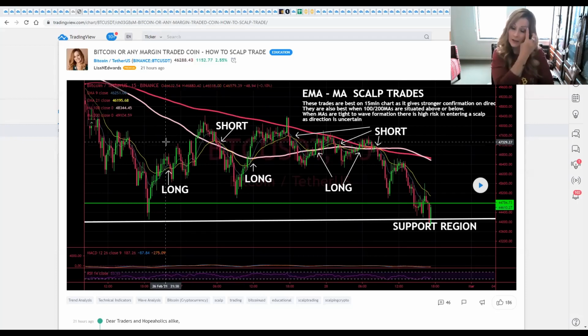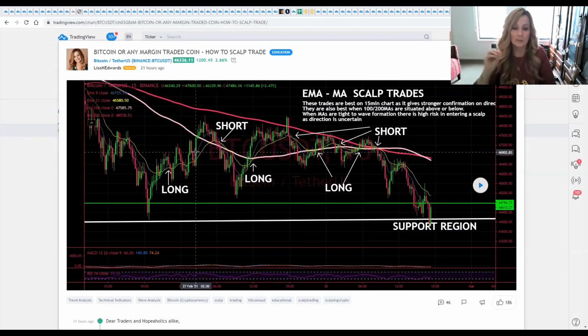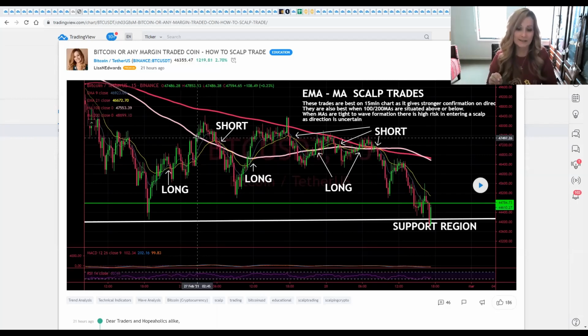So let's have a look. So this is how we break it down. We can see in this region here, where the cursor is hovering, that the 9 and the 21 EMA have crossed over, which means that they are bullish. We would stay in that trade and keep pushing up our stop loss, because this is a margin trade and we want to be safe.